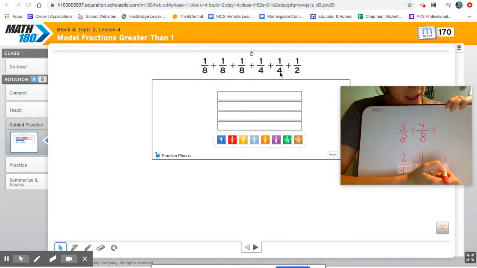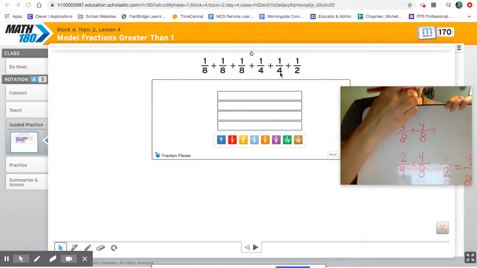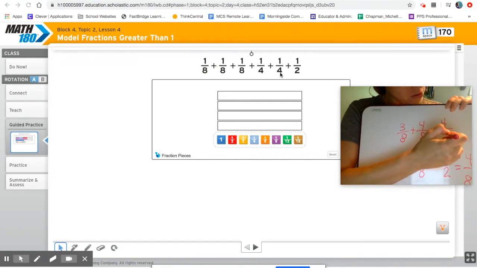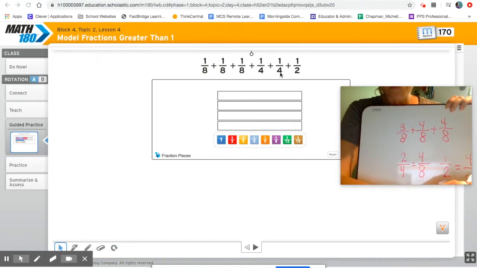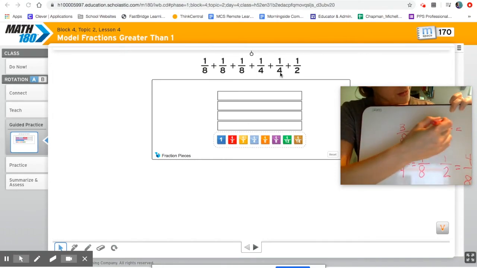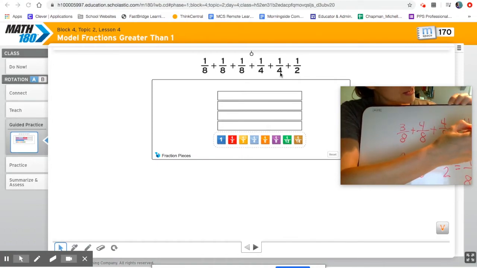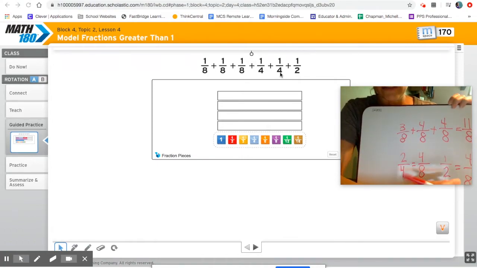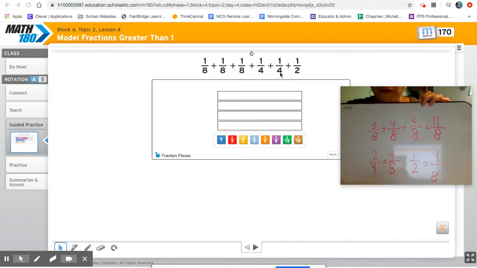So I have 1/2. I again want a denominator of 8. 2 times 4 is 8. 1 times 4 is 4. Again, another 4/8. Oh, because 2/4 and 1/2 are also equivalent fractions. So now I can add these all up. 3 plus 4 is 7. 7 plus 4 is 11. And I have 11/8, which is an improper fraction.